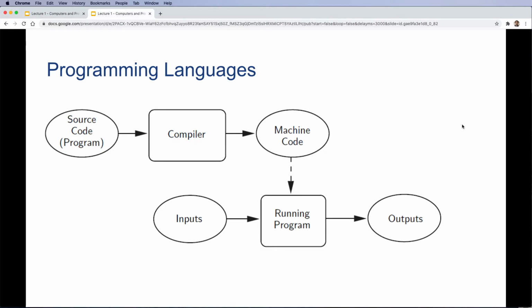Now let's look at what a compiler does in a graphical representation. So source code is translated into machine code by a compiler, and then the CPU will run the program while getting the necessary inputs and sending outputs to the user.